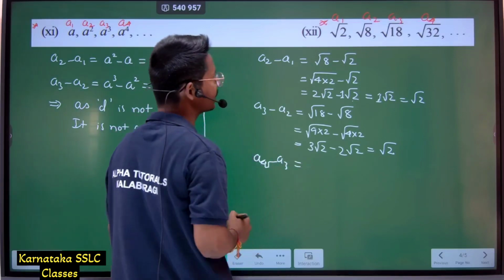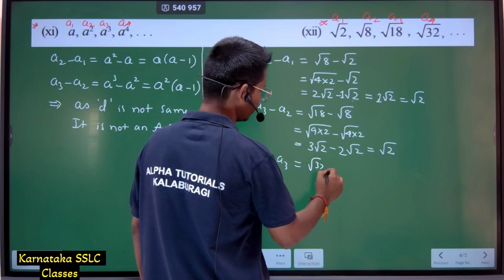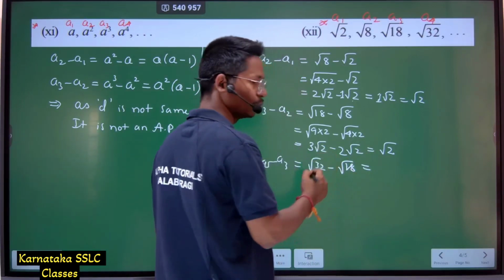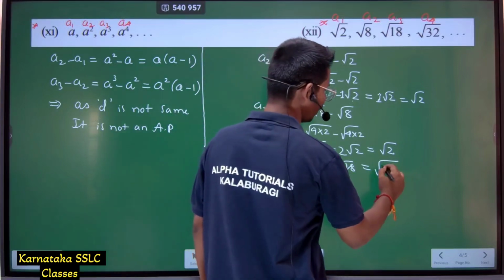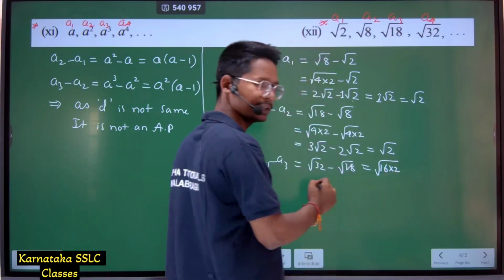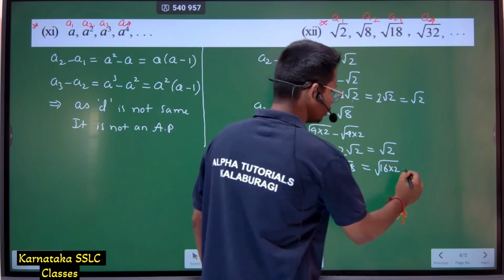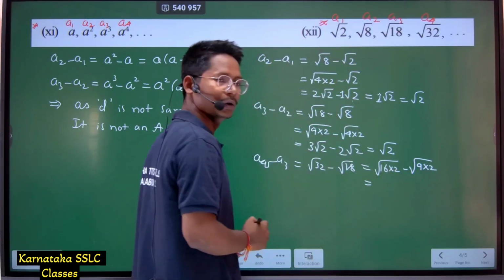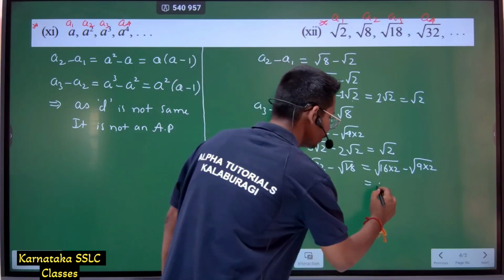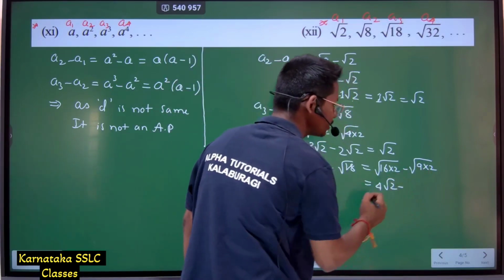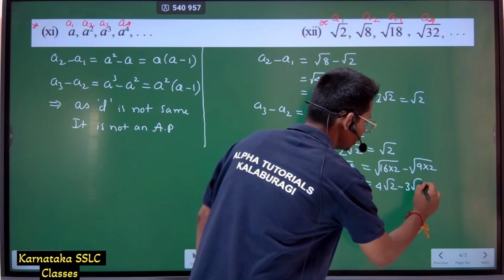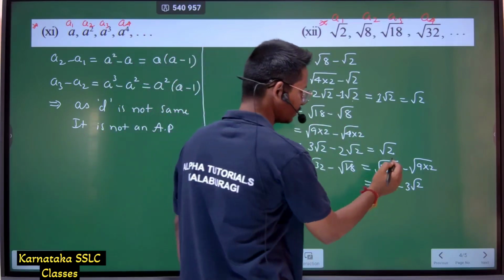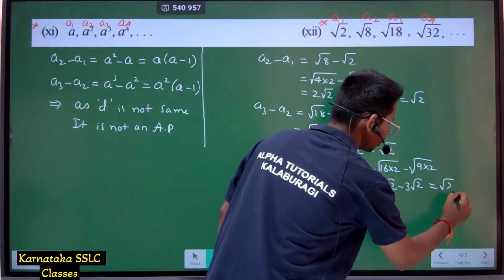Okay, so A4 minus A3. What is A4? It is root 32 minus, what is A3? Root 18. Okay, fine. Root 32, how can you write? It is root of 16 into 2, isn't it? Now minus root 18, 9 into 2. Yes, tell me, root 16 is 4 root 2, isn't it? Minus root 9, it is 3 root 2. Again you are getting like terms, so you can subtract as per the arithmetic operation. So again you will get root 2.